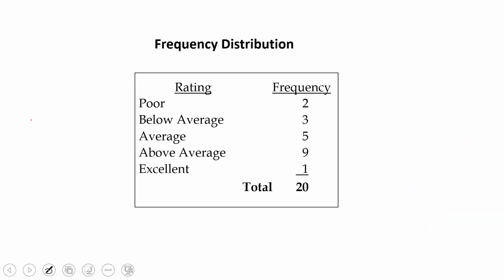Now, we have done a table here. And from the table, unlike when it was here, it will be difficult to really know their frequency. From this table now, we can see that excellent is just 1 out of the 20. Poor is 2. And the highest one is above average, which is 9 out of 20. That's a table for frequency distribution.